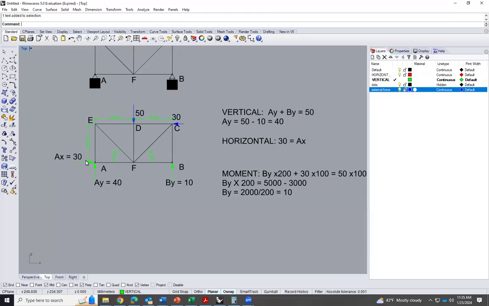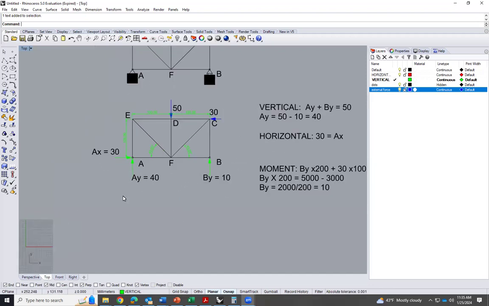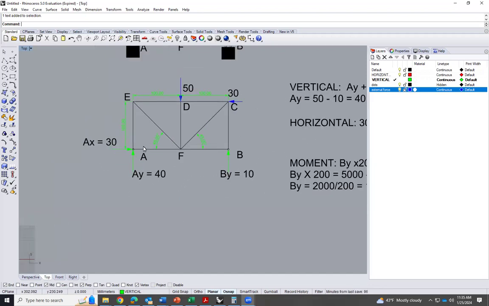Now we have calculated the external reactions. It makes sense because we have 50 going down and we have 40 plus 10 going up. So it's 50. We have 30 going left and we have 30 going right. What do we need now? We need equilibrium at each point. Now we have all the external forces and all the external reactions.